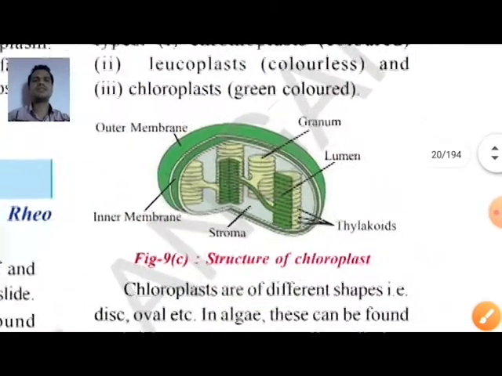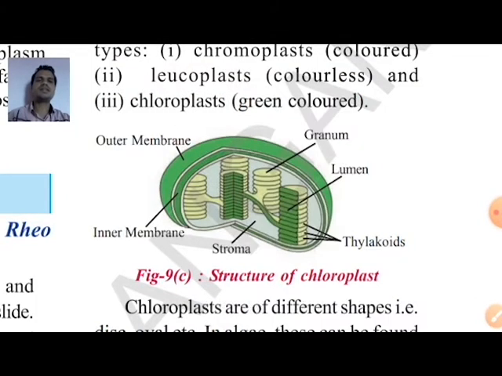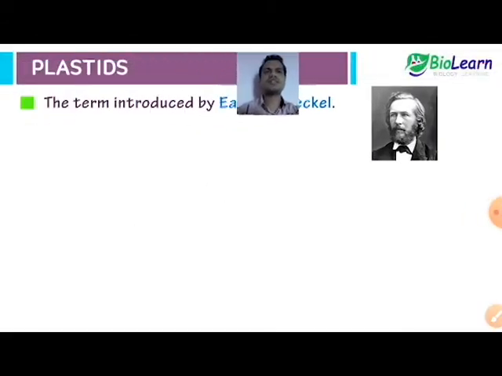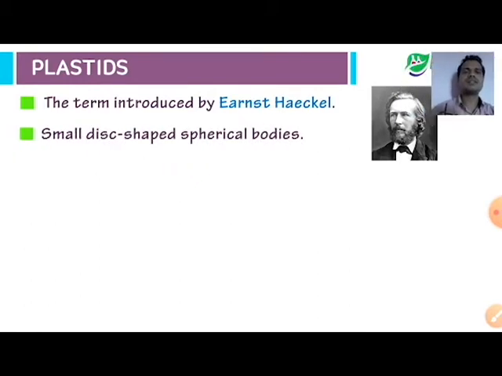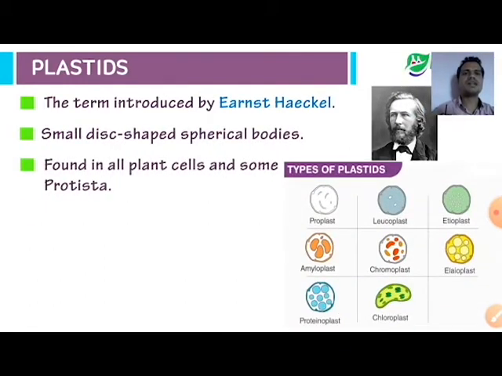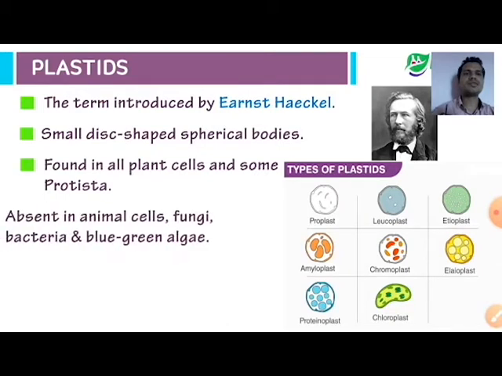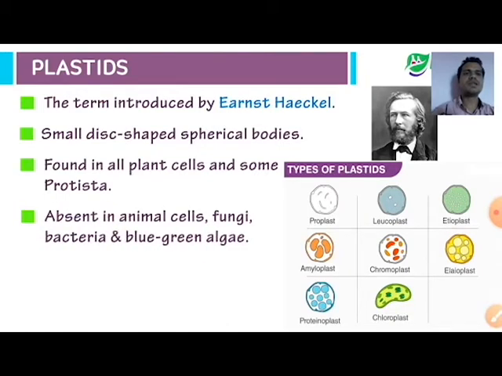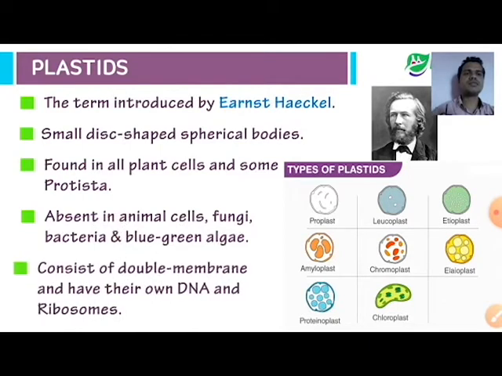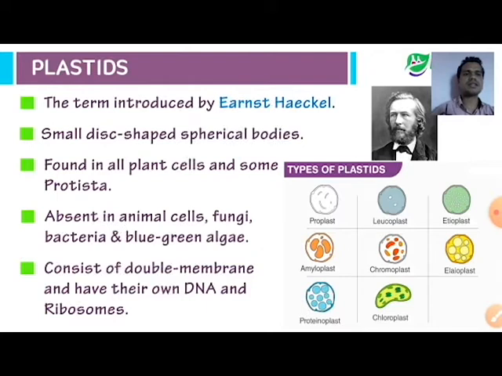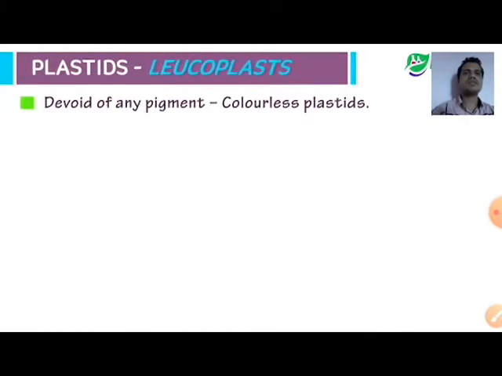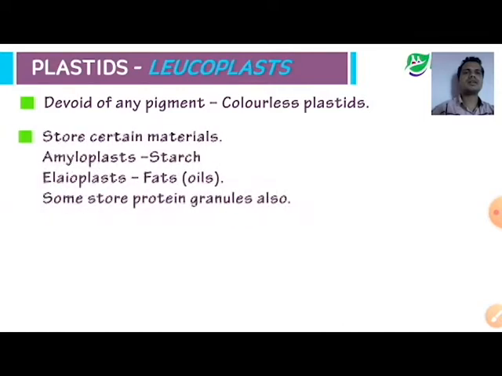Now here you can see the structure of the chloroplast. For this, let us observe some digital and graphical content. As you can see here, these plastids were introduced by Ernest Haeckel, and these are small disc shaped and spherical bodies, and he found different types of plastids. Here you can see protoplast, leucoplast, etioplast, amyloplast, chromoplast, elaioplast, proteinoplast and chloroplast. Now we are not going to discuss all these, but we have to discuss three types of plastids. Now leucoplasts are colorless plastids.